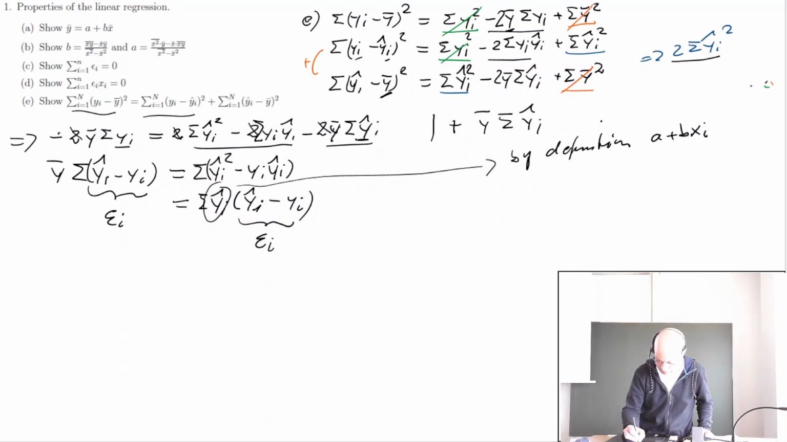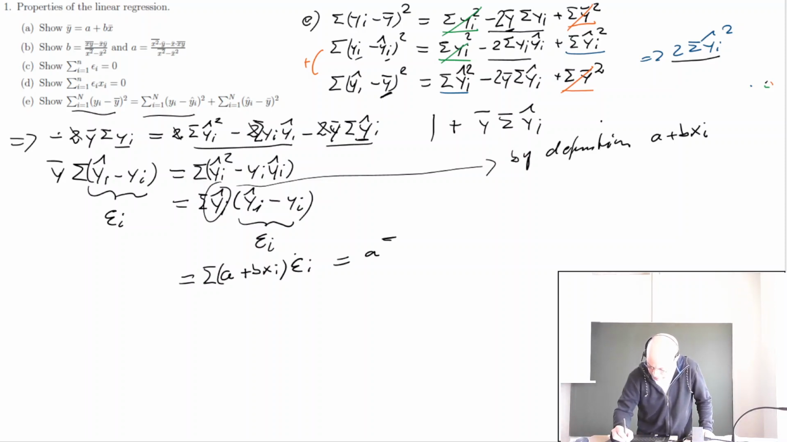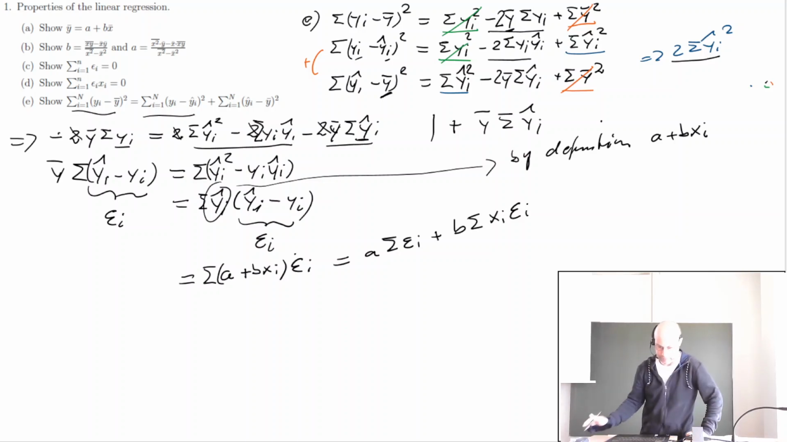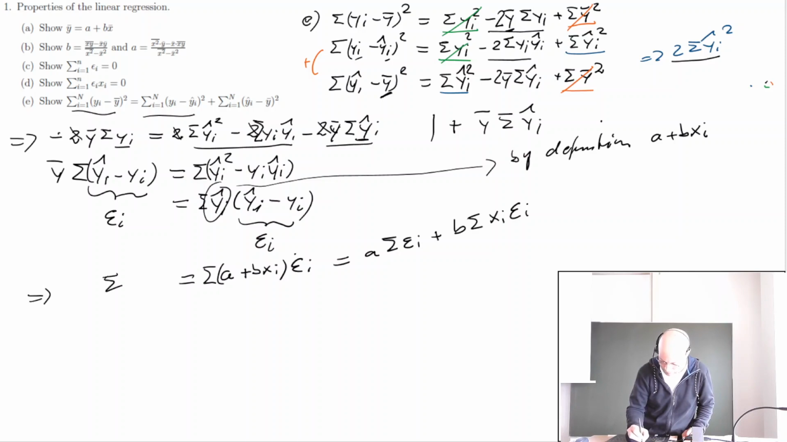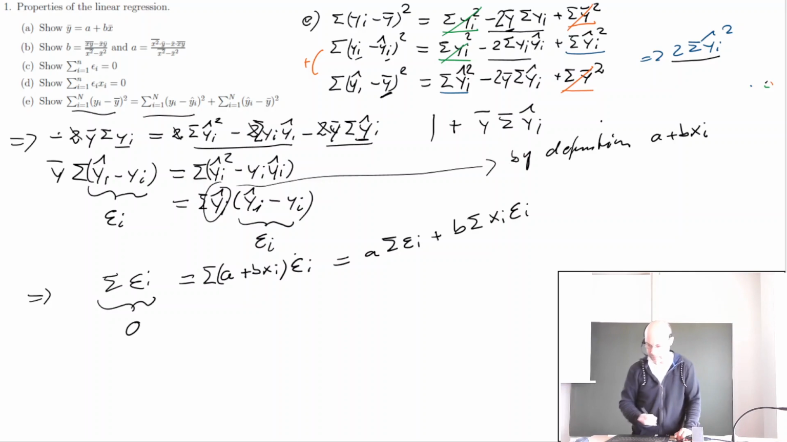And so we obtain the sum over A plus B xi times epsilon I. And this is nothing else than A times the sum over epsilon I plus B times the sum of xi epsilon I. And now we are done, because we know that the sum over all errors is 0. So this is also 0, and this is this.